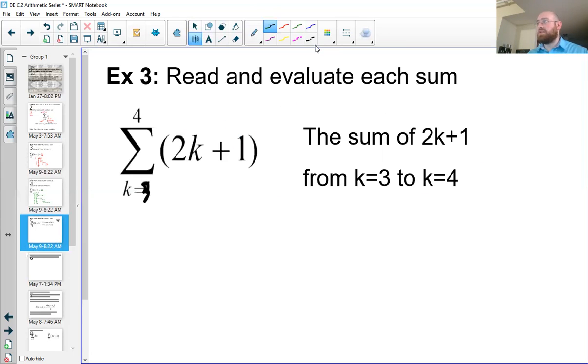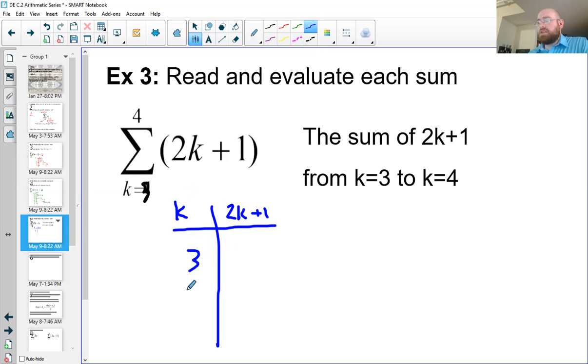Let me once again pick a new color. How about blue? We have our values for k and our values for 2k plus 1. Our values for k are just going to be 3 and 4. So 3 times 2 is 6, plus 1 is 7. And 4 times 2 is 8, plus 1 is 9. When we add these together, we just get 16. So this whole series is equal to 16 because we're starting at a slightly higher number than 1.